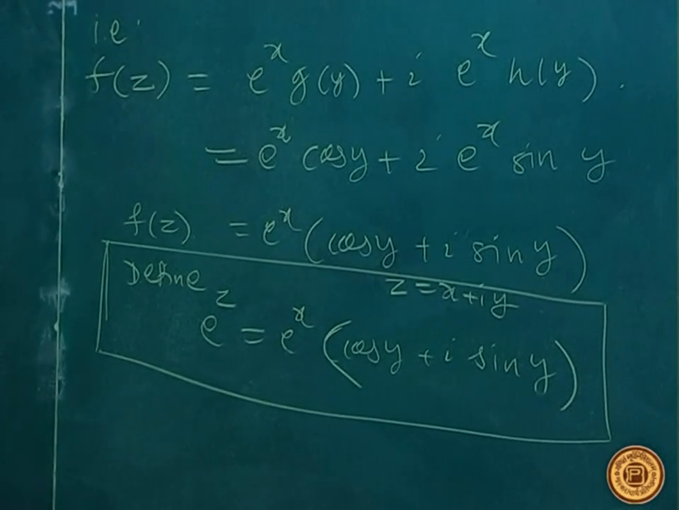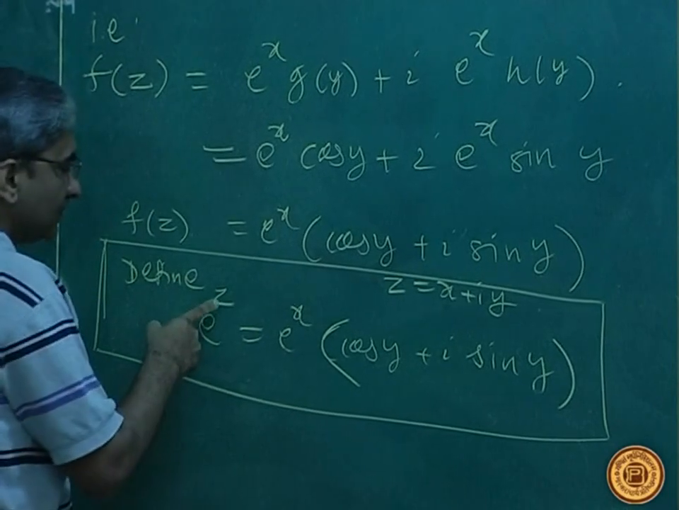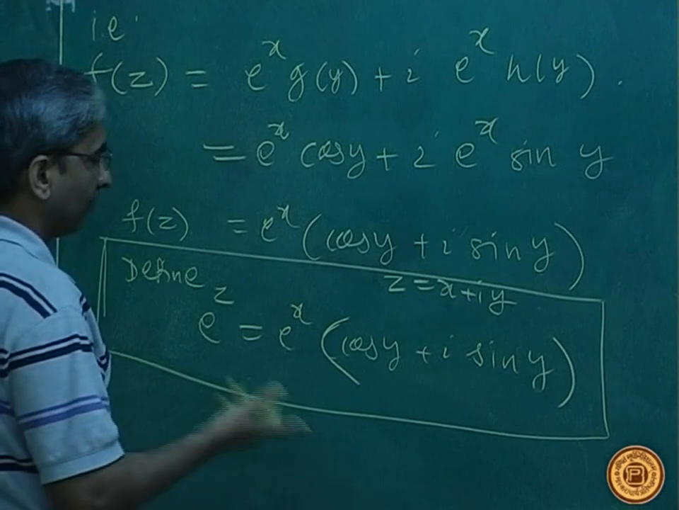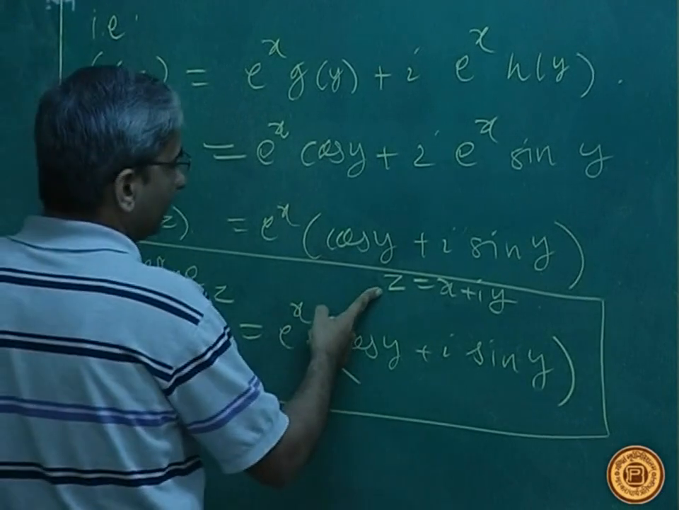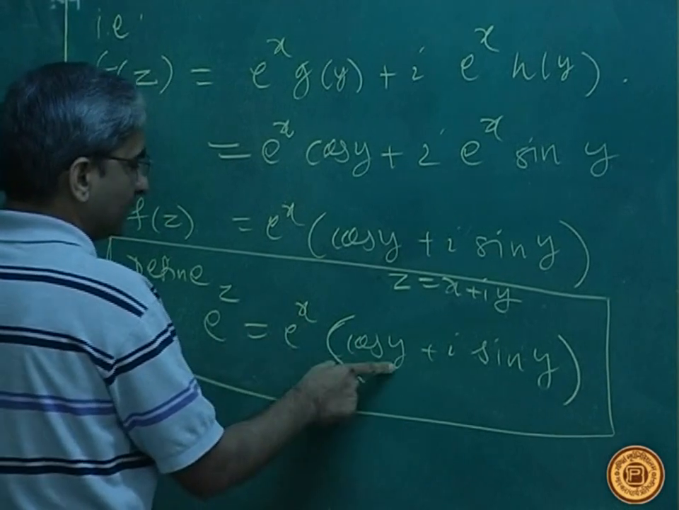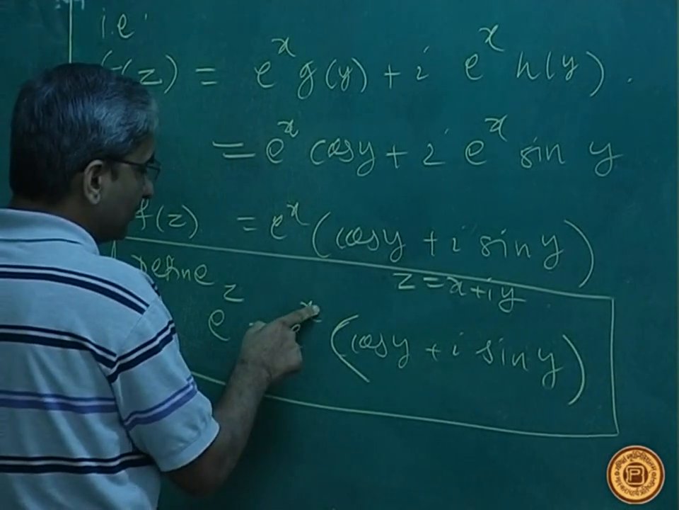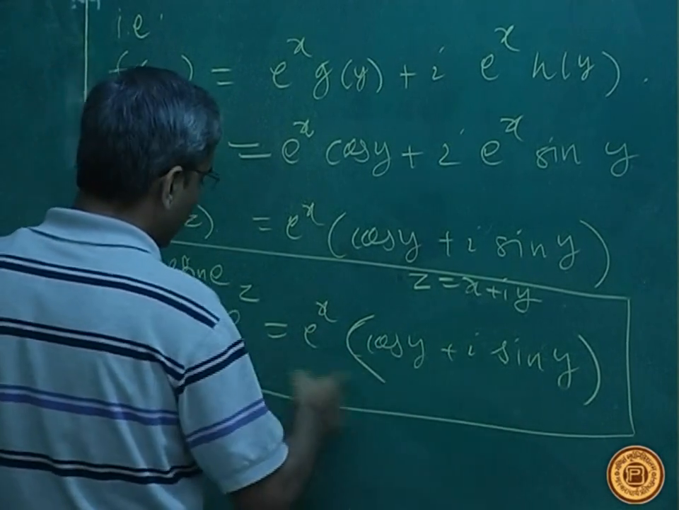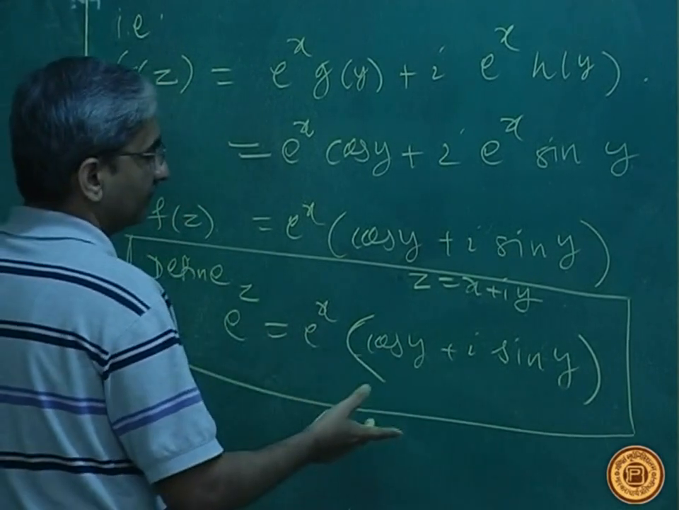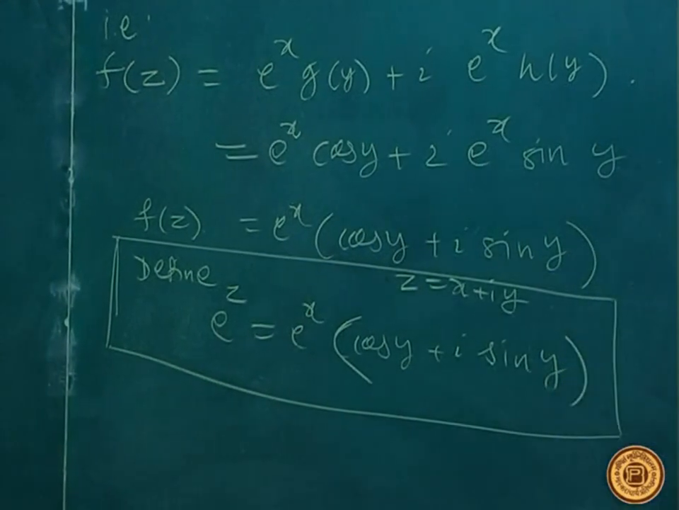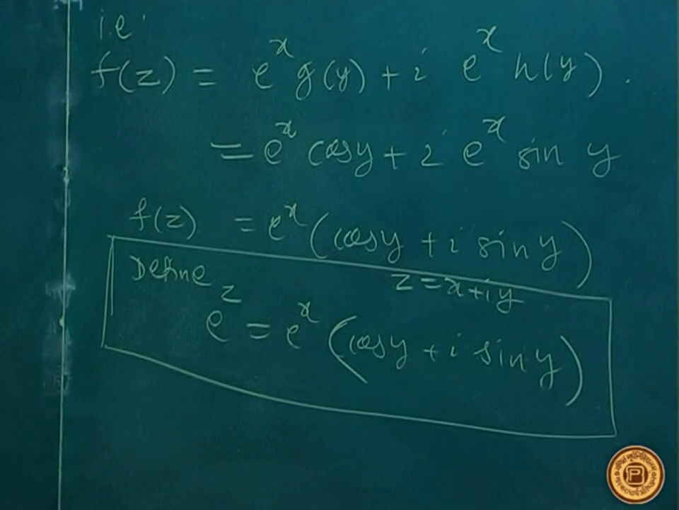Okay. So see now, several properties of this we can derive. For example, z is 0. That means x is 0, y is 0. So put here x is 0, y is 0. So this is e^0, which is 1, times cos 0 which is 1, plus i sin 0 which is 0. So we get 1. So e^0 is 1. Maybe for certain particular complex numbers we can find out.